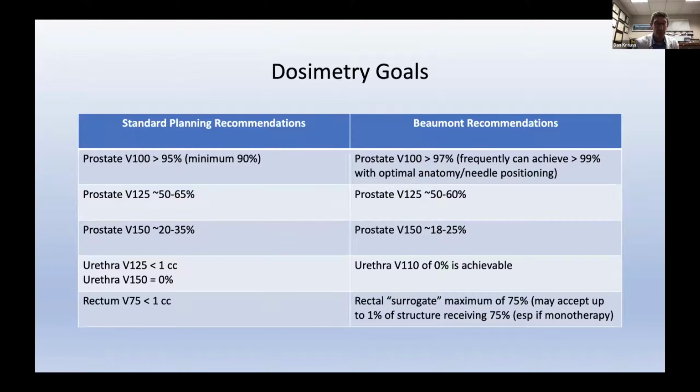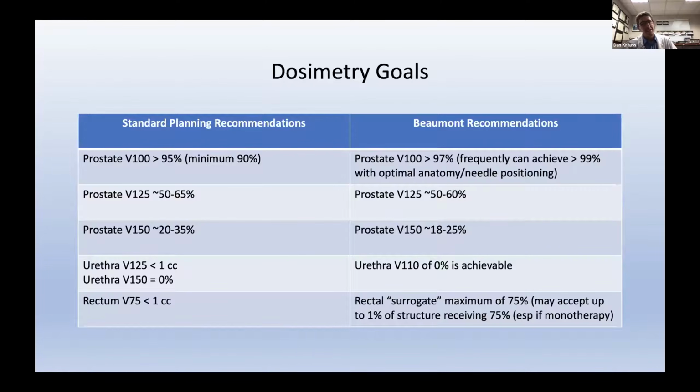When you're planning, standard planning recommendations, you can see on the left, V100, you should be able to get over 95% coverage pretty much uniformly, but at least 90%. V125, there's a range for these depending on operator dependence a bit, but somewhere between 50 and 65% generally for the V125. V150, similar, usually between 20 and 35%. Urethra V125 less than 1 cc and a max dose under 150% of the prescription, and 1 cc of rectum should be the maximum, getting 75% of the dose.